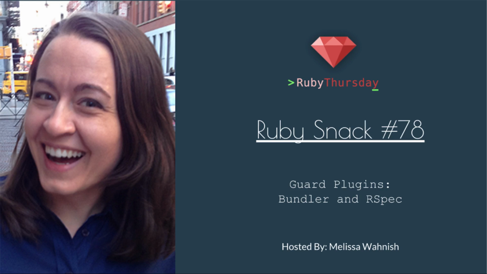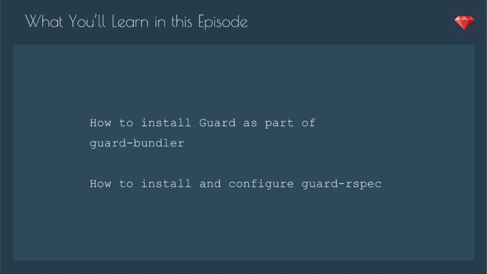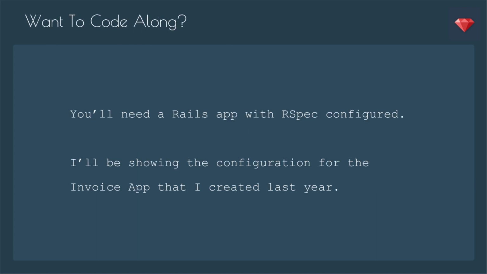This is Ruby Snack number 78, Guard Plugins, Bundler, and RSpec. In this episode, you'll learn how to install Guard as part of Guard Bundler, and then how to install and configure guard-rspec. If you want to code along, you'll just need a Rails app with RSpec already set up. I'll be showing the configuration for the invoice app that I created last year.